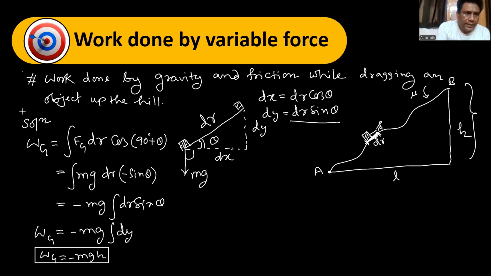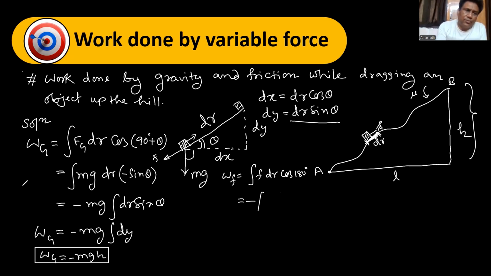Okay, now let me calculate the work done by frictional force. Work done by frictional force is the integration of f dr cos 180 degrees, where small f means frictional force, because the object is going up the hill and friction is just opposite to the displacement. So it will automatically be cos 180 degrees, which is minus.